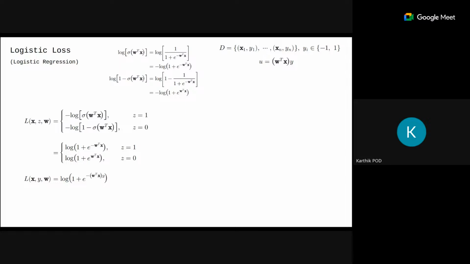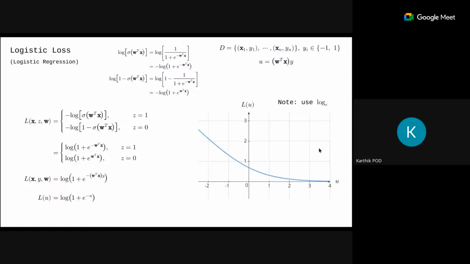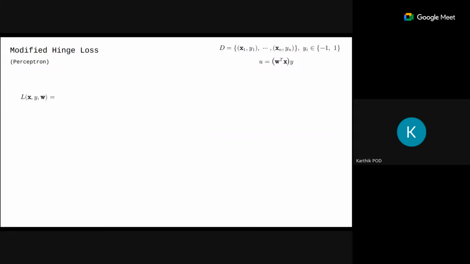Okay, so you get log of 1 plus e power minus u. It boils down to something very simple. So that's for logistic regression. Okay, and this is how it looks. So you use log to the base c here, and you end up with something like this. All right, so this is the logistic loss, and finally you have this loss associated with the perceptron.